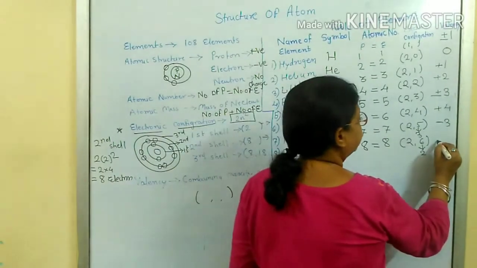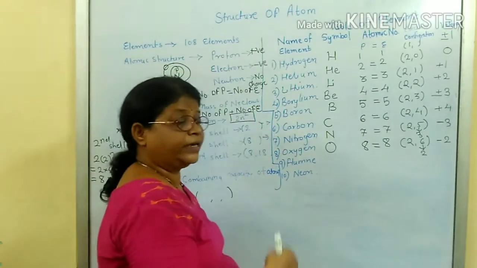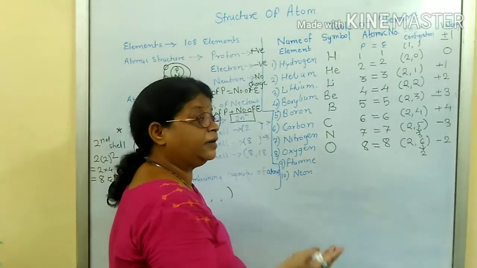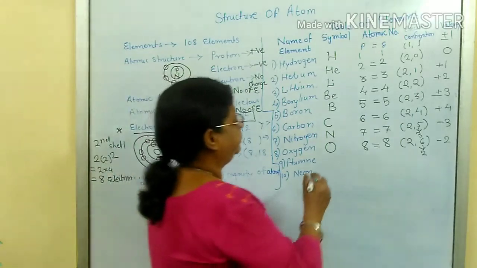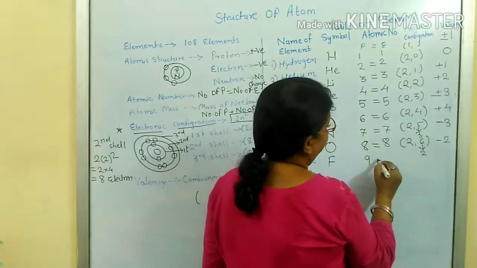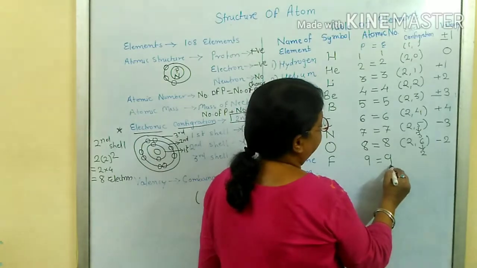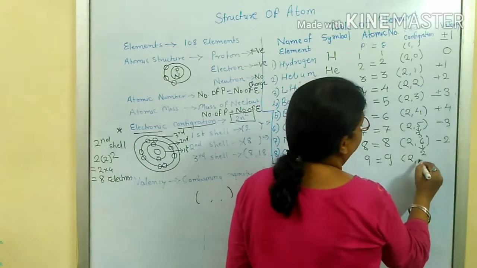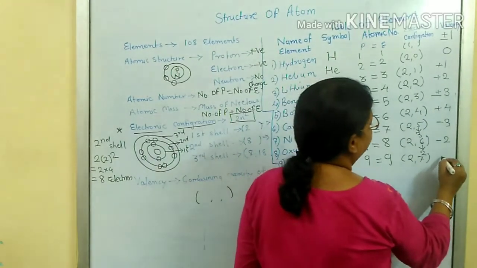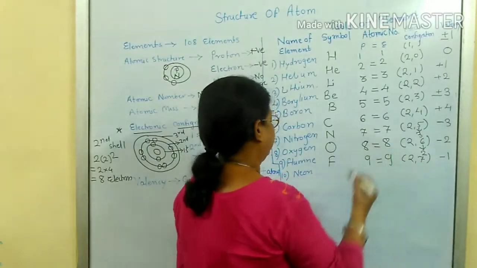So they become -2, meaning they are taking 2 electrons from another element or from their own atom. Then fluorine, having symbol F, has atomic number 9, proton number 9, electron number 9. So its electronic configuration is 2, 7. Here they take only 1 electron. So their valency is -1.